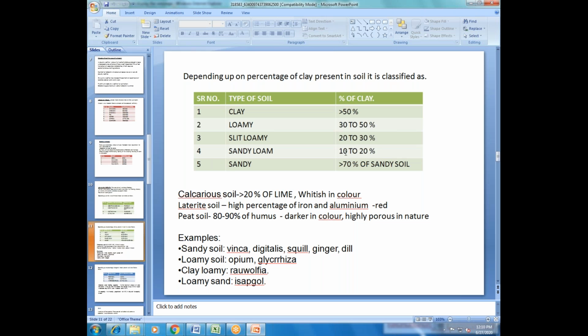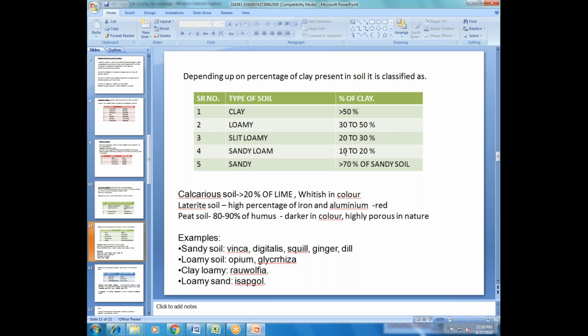See, peat soil is rich in humus. Humus is what I was talking about. The organic matter is taken and put below the soil, and it undergoes decaying. This decaying product we call manure. That is nothing but the humus. So humus later is converted into manure. This soil contains 80 to 90% of humus.